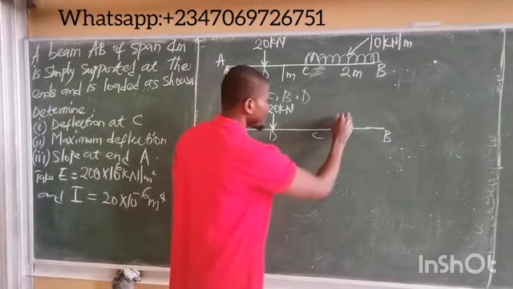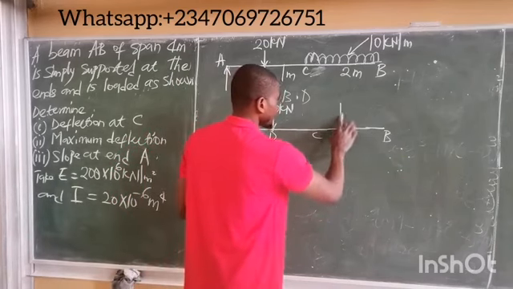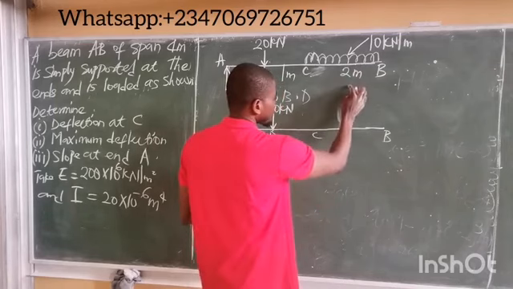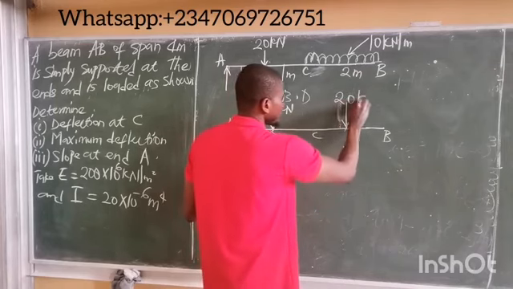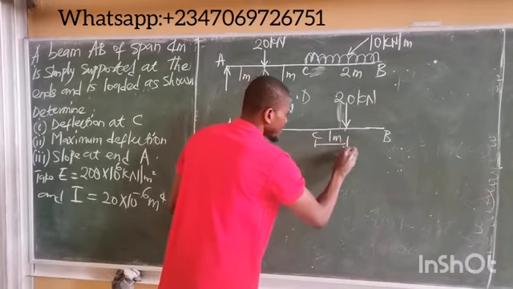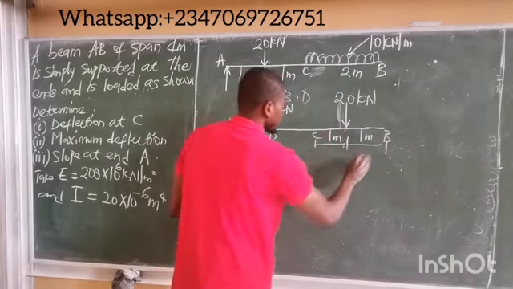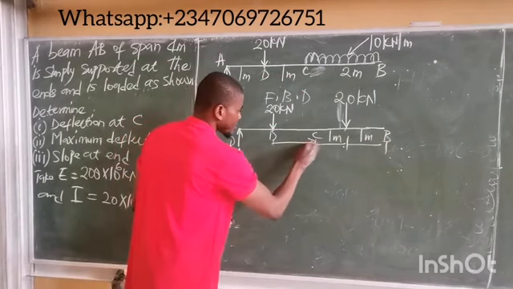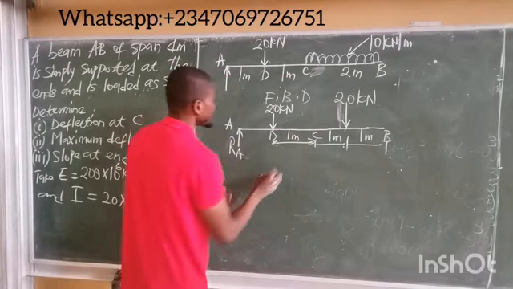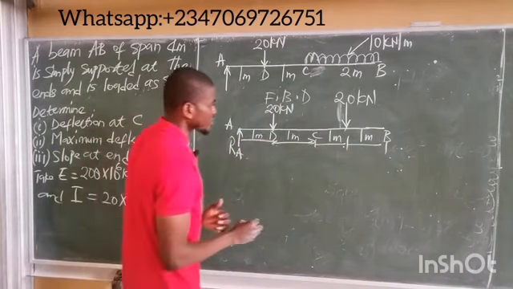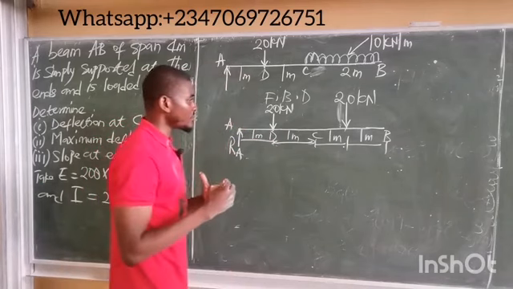So the point load is somewhere here, and its value is 10 times 2, which is 20 kilonewtons. It is 1 meter from the end of the UDL. Not forgetting that between D and C is also 1 meter, and between A and D is also 1 meter. So this becomes the free body diagram.